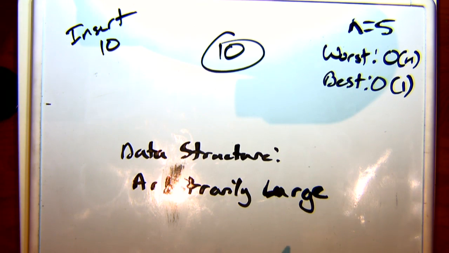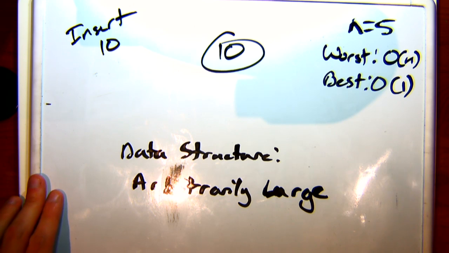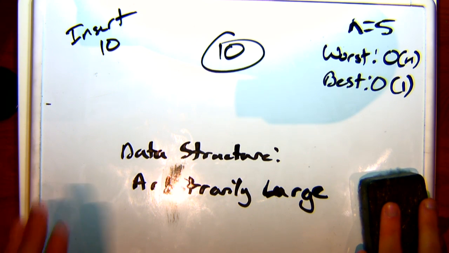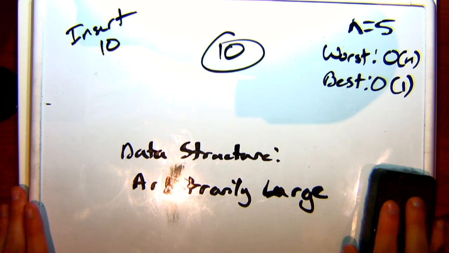When we do algorithm analysis for generalized algorithms, like inserting into a binary search tree, always think of that tree as having an arbitrarily large amount of nodes already in it.